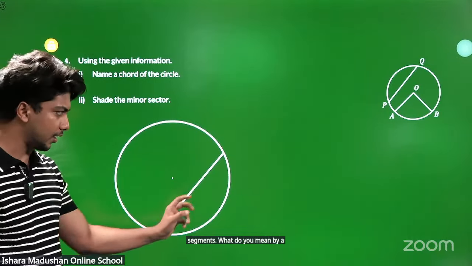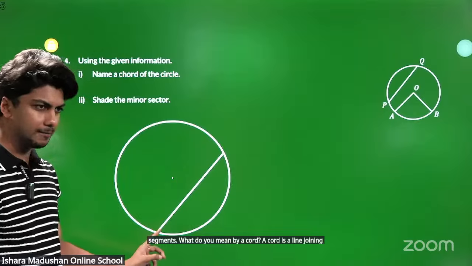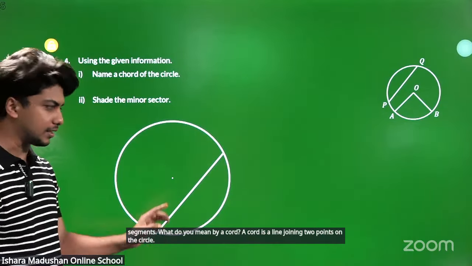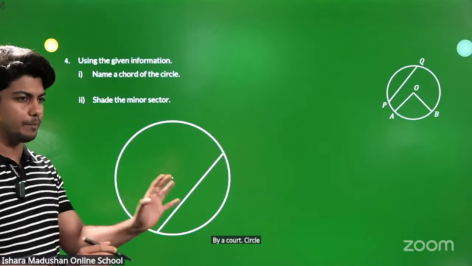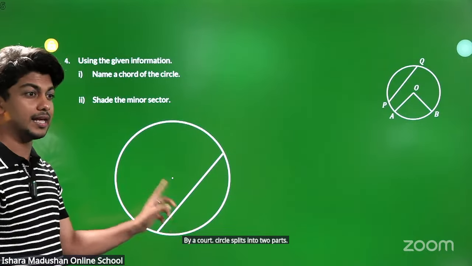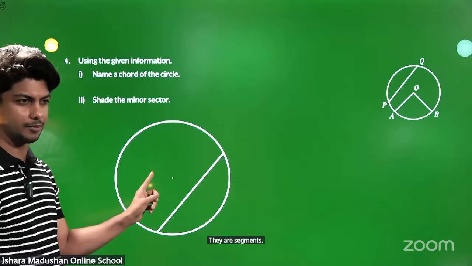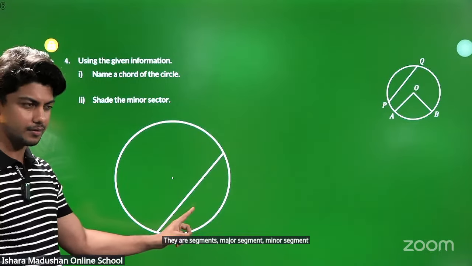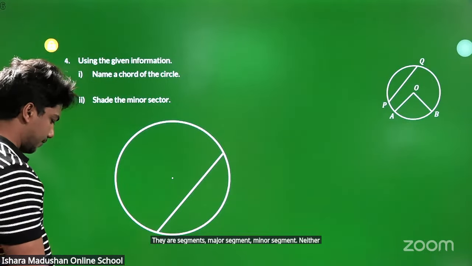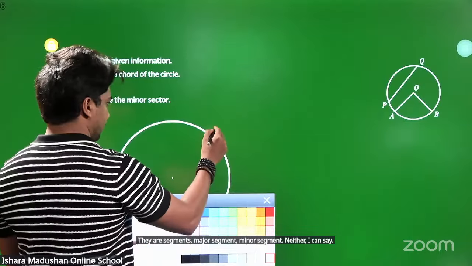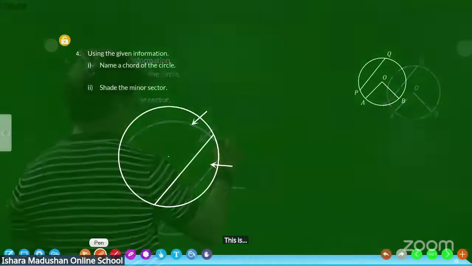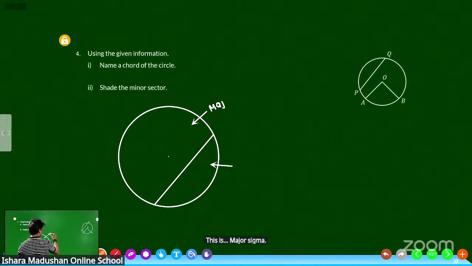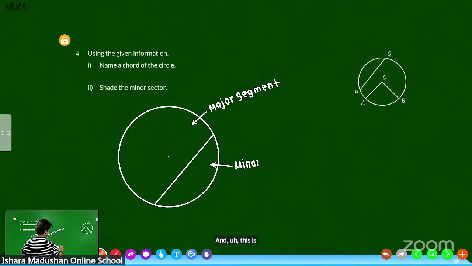What do you mean by a chord? A chord is a line joining two points on the circle. By a chord, circle splits into two parts. They are segments. Major segment, minor segment. I can say this is major segment. And this is a minor segment.